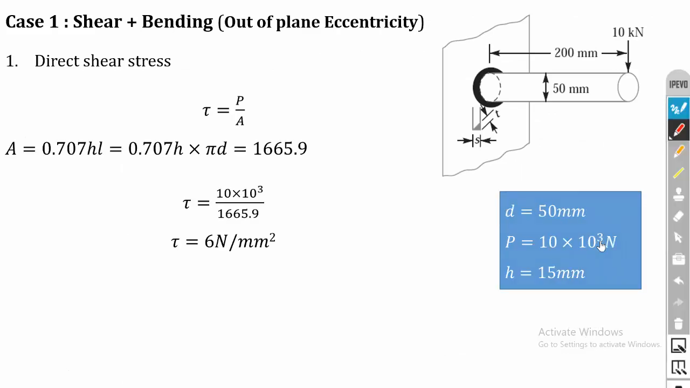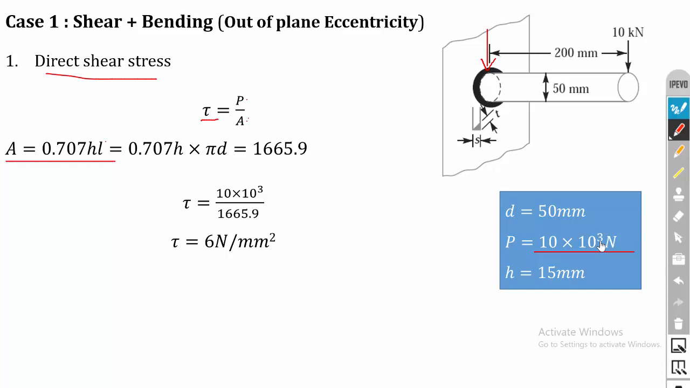First consider the direct stress, that is the primary stress, which is a direct shear stress. Assume that the load is directly acting here. We know that the primary stress equation is tau is equal to P divided by A. P is given in the problem, it is 10 into 10 power 3 Newton. The area we have to calculate. We know that the weld area A is equal to 0.707 h into L, the length of the weld.